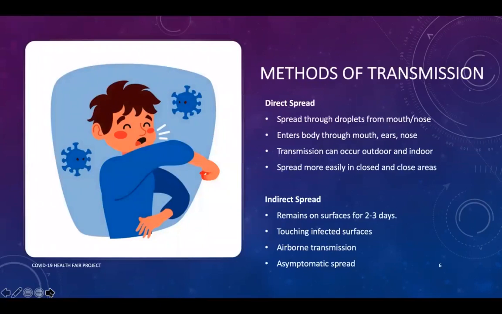So for the methods of transmission, COVID-19 is really spread in two forms, which is direct spread and indirect spread. For direct spread, the virus spreads through droplets or liquid particles that flow from your mouth into the person's mouth, ears, nose, or other opening in their body. The virus also spreads more easily in closed areas and less easily in open areas. For the indirect spread, the virus can remain on the surface for 2 to 3 days. It can also be transmitted by touching infected surfaces and also by airborne transmission.